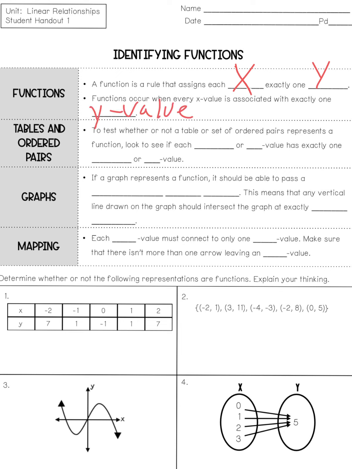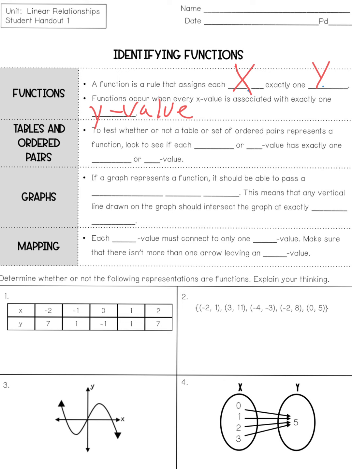Now, real quick, x could be called domain, independent, or the input, and the y could be called dependent, range, or output. But in general, we're just going to say for every x, there's one y.